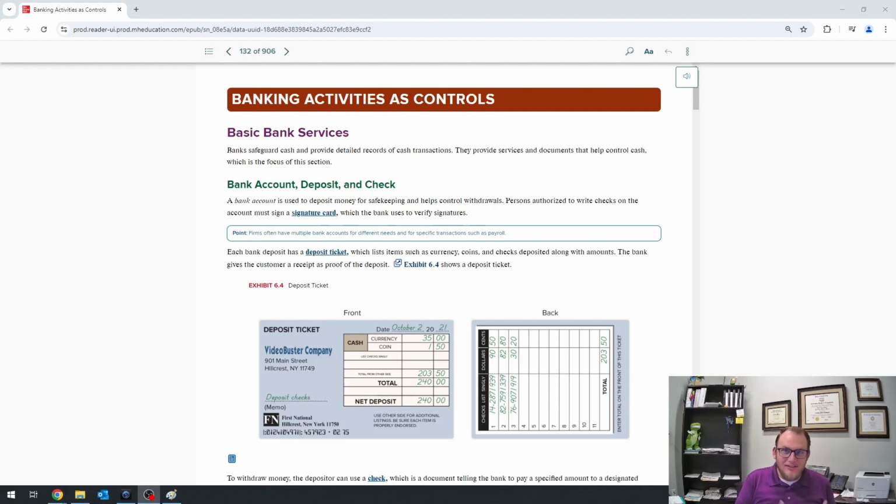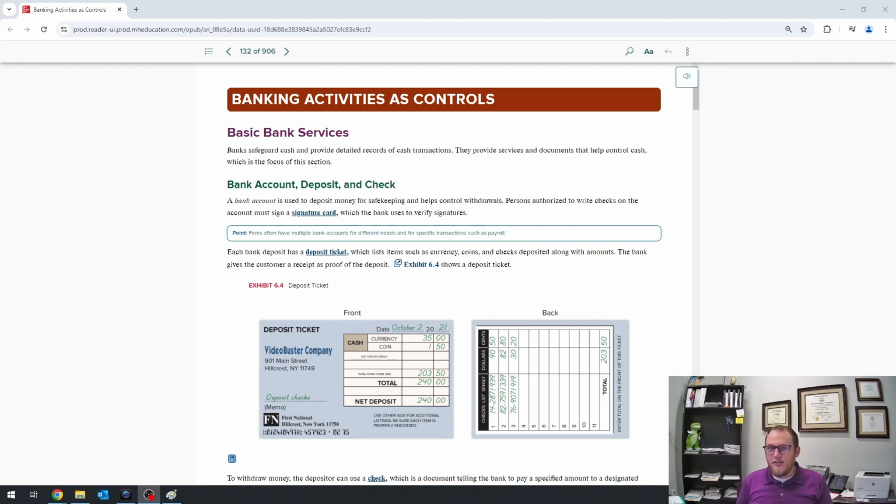Utilizing a bank account is great for internal controls of a business. Banks help safeguard cash and provide detailed records of cash transactions, and only certain authorized personnel have access to the bank account. If somebody doesn't have access to the account or isn't pre-approved to access the account, then they're locked out of that bank account.